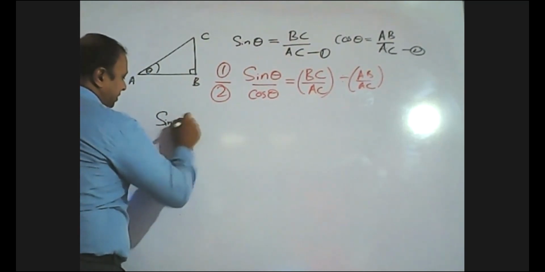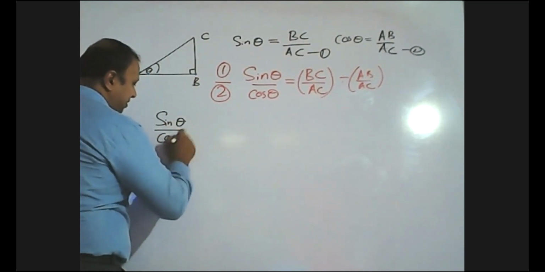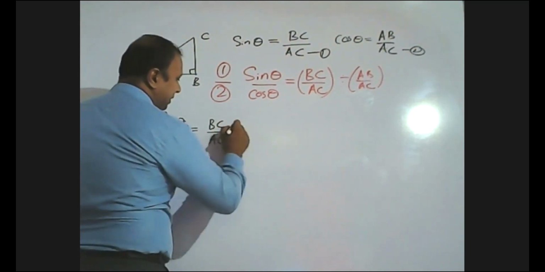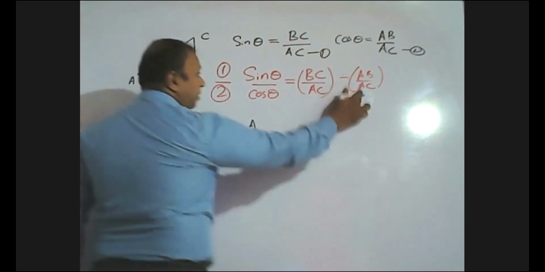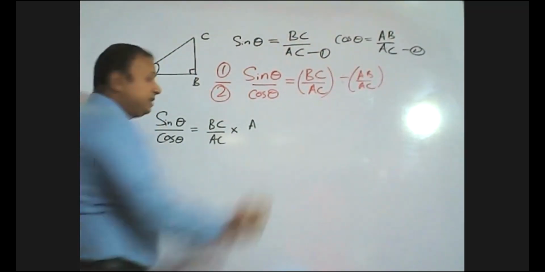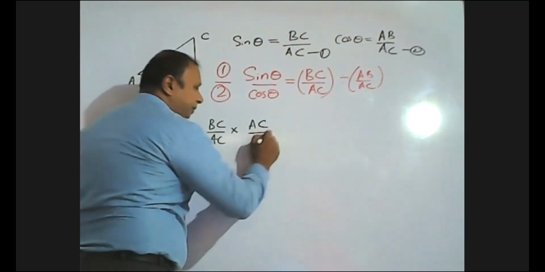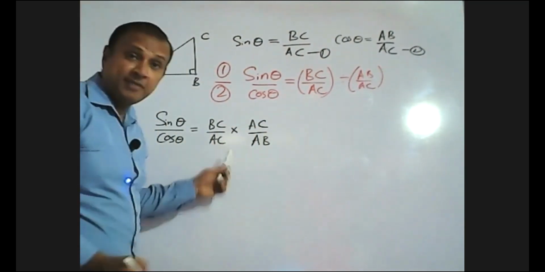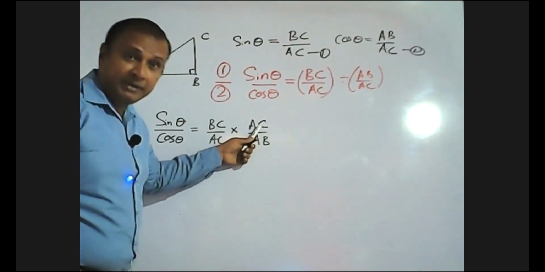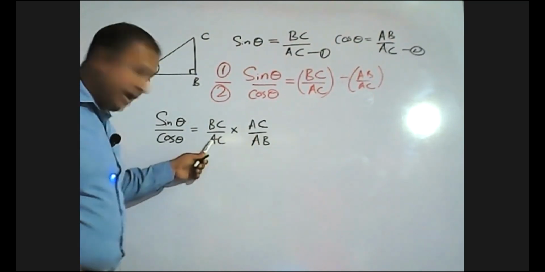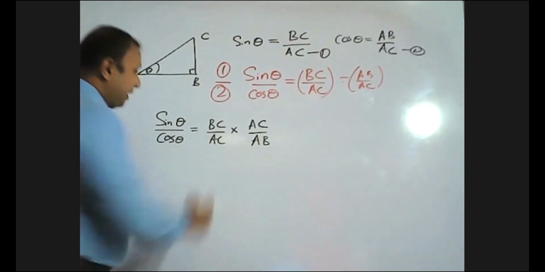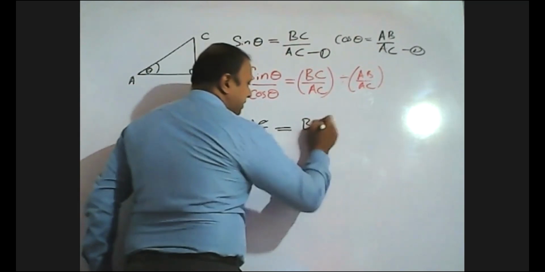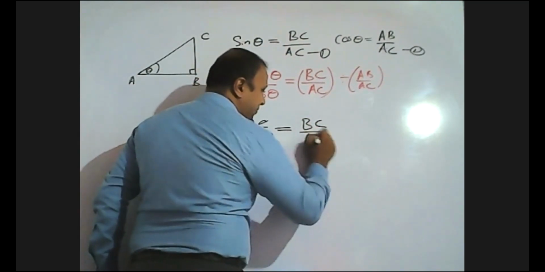Sin theta over cos theta is equal to BC over AC into the reciprocal of this one. The reciprocal means AC over AB. Now in the numerator there's an AC value and in the denominator there's an AC value, so AC will be cancelled out. My answer will be BC over AB.